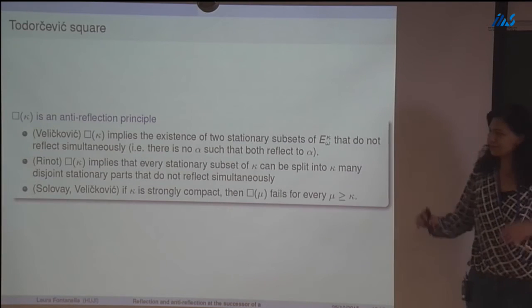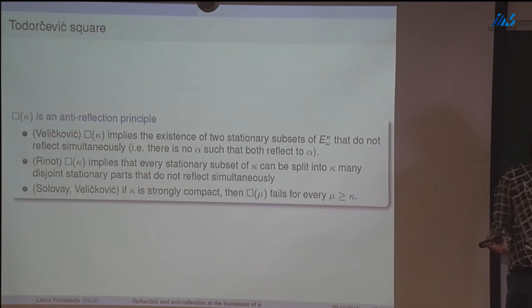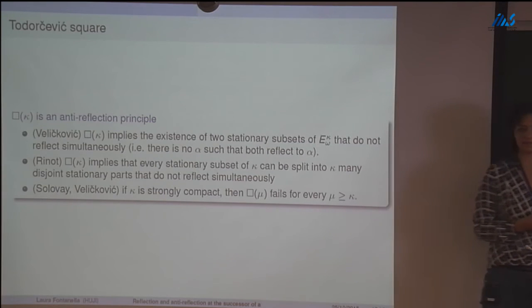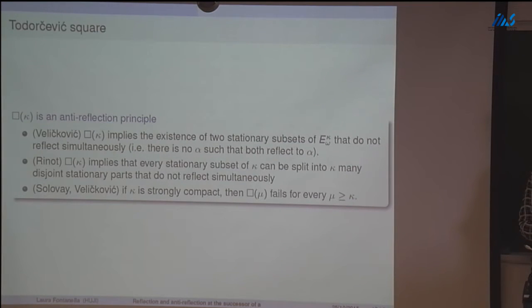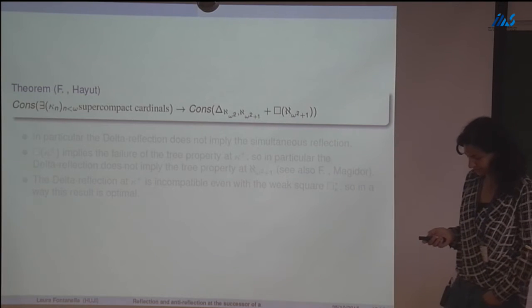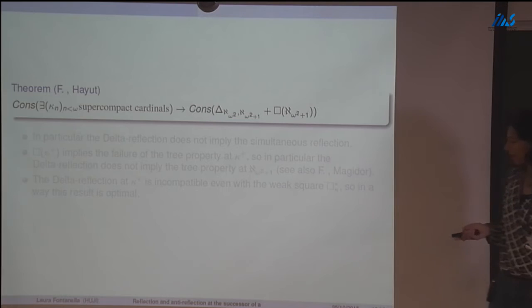So here we have seen a quite strong reflection principle, the delta reflection, and a quite strong anti-reflection principle, which is the square. Again, the delta reflection is incompatible with Jensen square, but our joint result with Hayut tells you that the delta reflection is yet compatible with this version of the square. Before we go into the proof of this result, let me make some remarks about this.